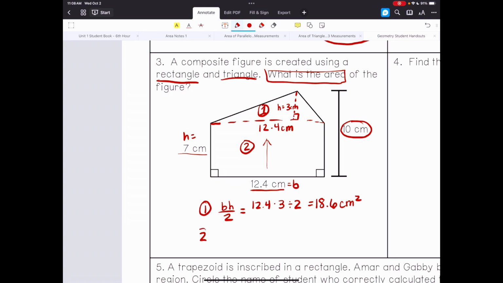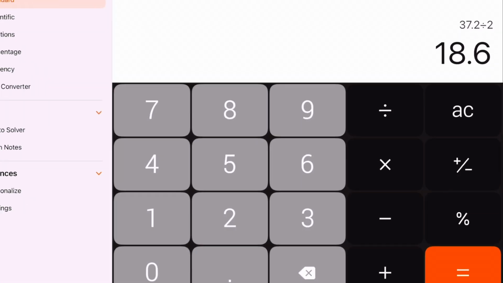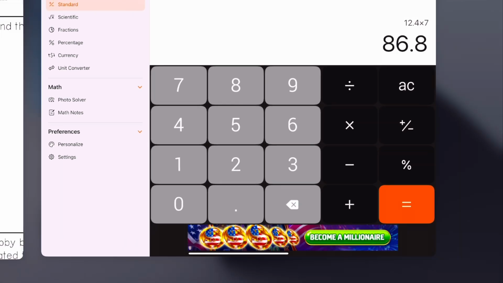And then our shape 2 is our rectangle, so we're going to use base times height for the rectangle, and that's 12.4 is the base again, times 7. So again, back to our calculators, 12.4 times 7, 86.8.